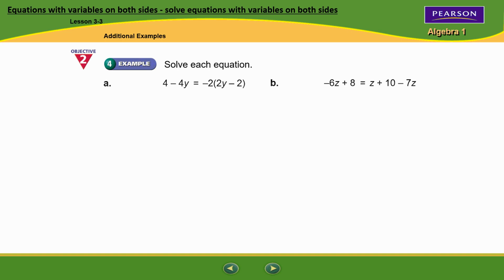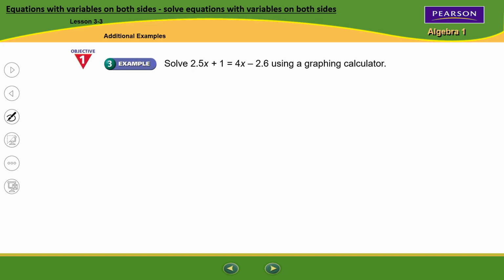It is not the last one. It says to solve this using the graphing calculator. Well, I haven't figured out how to demo that yet, so we're just going to do it the old-fashioned way for now. Once I figure out how to demo the graphing calculator, I will show you how to do this. So 2.5x plus 1 equals 4x minus 2.6. We're going to go kind of quick on this one because it's the same as the first one.